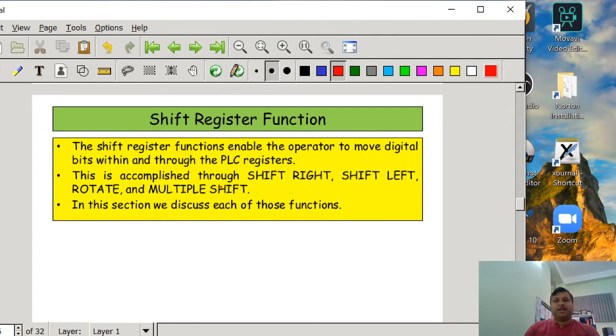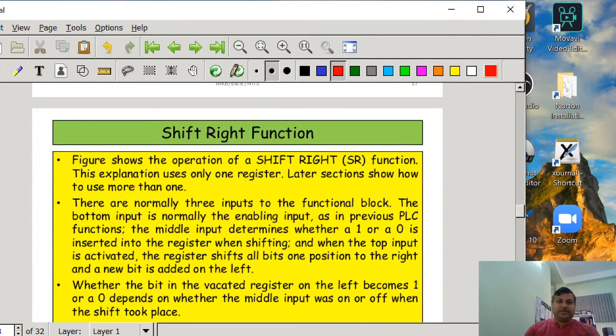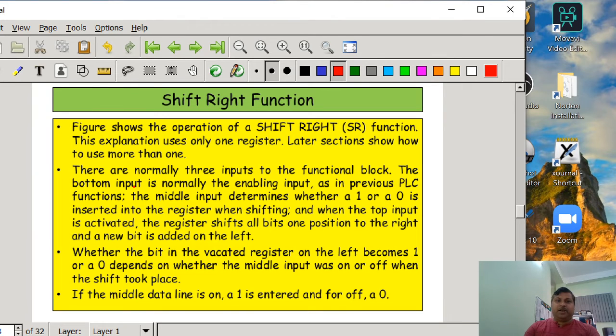And multiple shift is also possible in the case of PLC. In this section we will discuss each of those functions. So first is the shift right function. The figure shows the operation of shift right, that is the SR function. This explanation uses only one register. Later sections show how to use more than one.